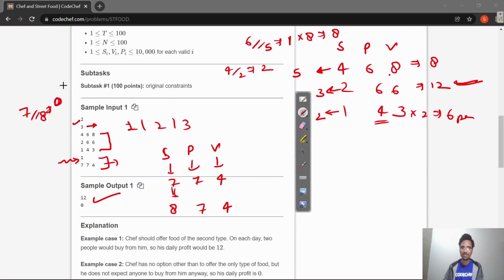Means no person will go to any store. So 0 is the answer here. Now let's multiply this 0 with 4. So profit will be 0. So you can see that our answer is 0. So now we know the logic part.